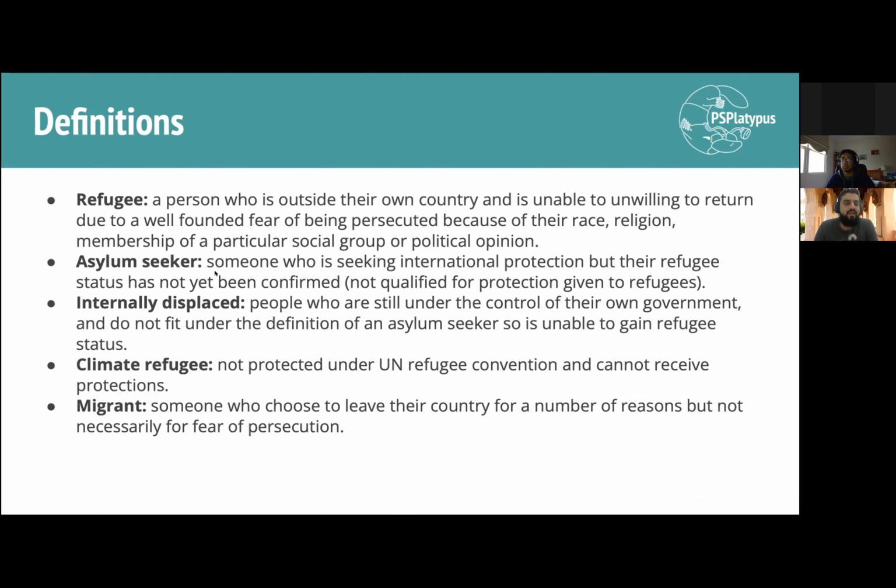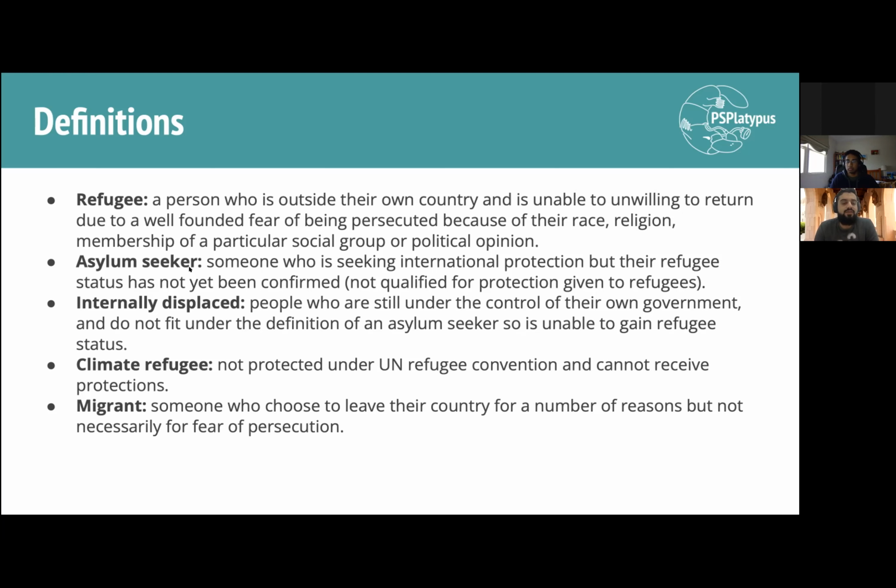Firstly, refugee. A refugee is a person who's outside their own country and unable or unwilling to return to their country due to political or any other issues regarding their race, religion, membership of a particular social group, or political opinion. Because if they return to their country, they might be persecuted.